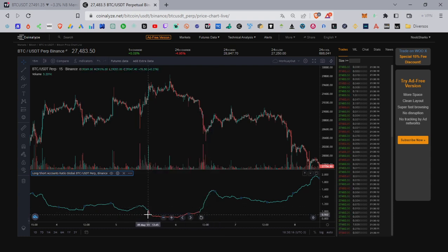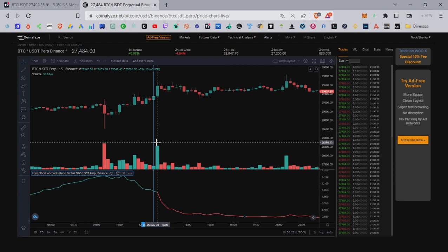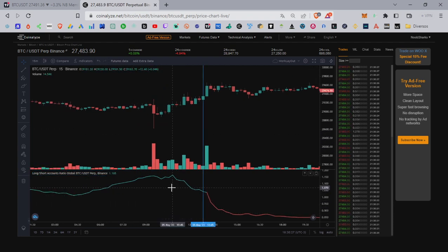Let me put a vertical line here. And you see that right in this candle here, the price, you can see it from here, for example. You're going to get the two themes I told you, okay? First, the long short ratio is going down. And can you see what is happening with the price? Price is going up. And suddenly the price went up.